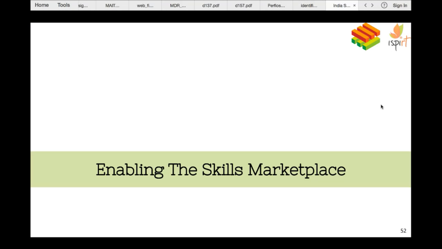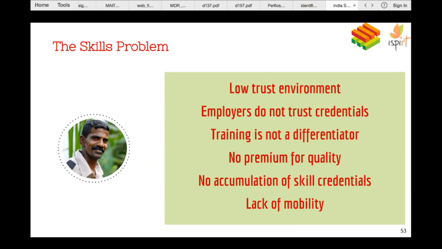Great. So I'm going to walk you through one more example. Skills is another marketplace which could benefit from the India Stack.